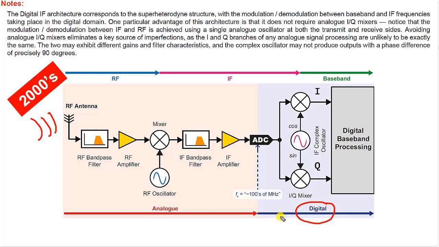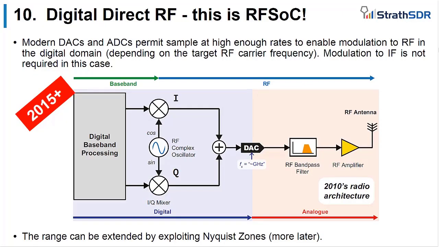And we can now see the digital part of the circuit or the system is now much larger than it was before as the speed of DACs and ADCs has improved. So where are we now? Well, 2015 plus from Xilinx and the RFSoC, we are now sampling at gigahertz. So actually we don't need the IF stage. We can go straight from baseband all the way to some gigahertz band.